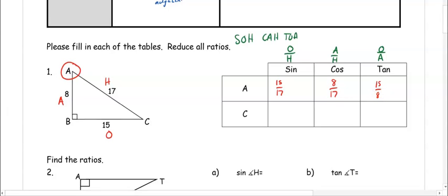If we use our other angle as our reference, so now we're using C, the opposite and the adjacent sides are going to switch. The hypotenuse remains the same. So the sine of C is 8 over 17. The cosine of C is 15 over 17. And the tangent is 8 over 15. So notice that because the opposite and adjacent sides switch, the fractions for the sine and cosine are going to switch, and the tangent is going to be the reciprocal.